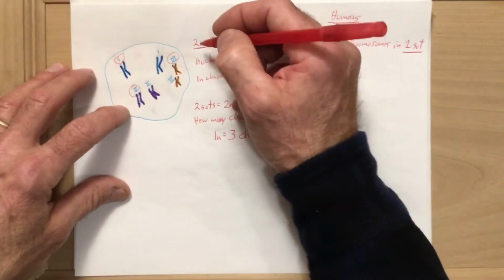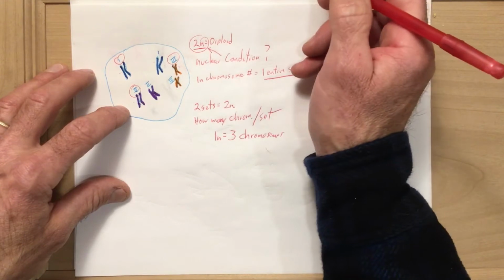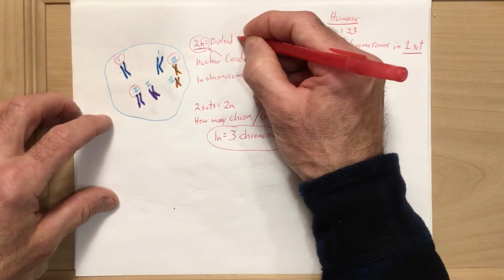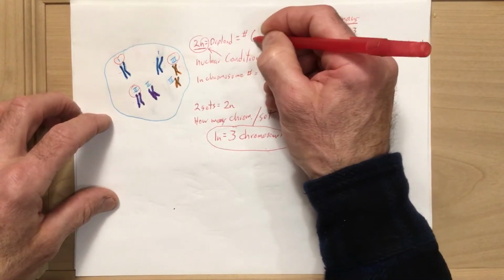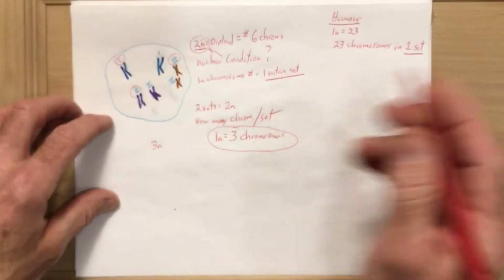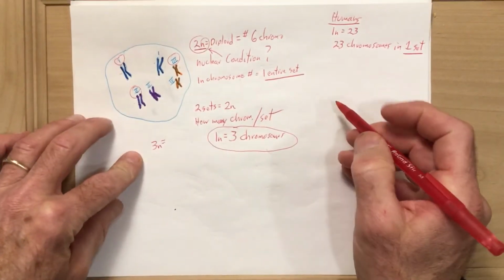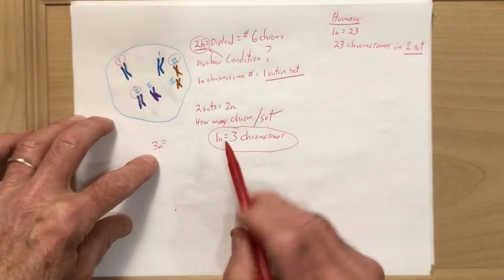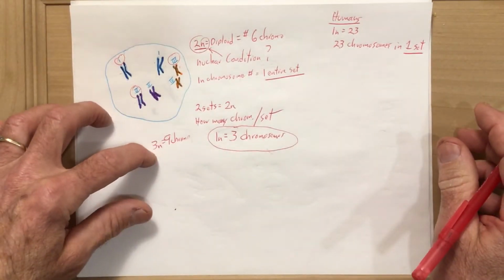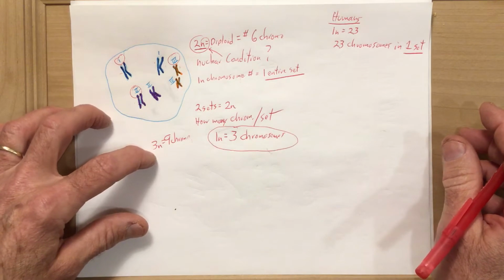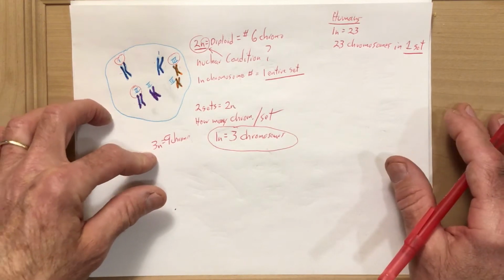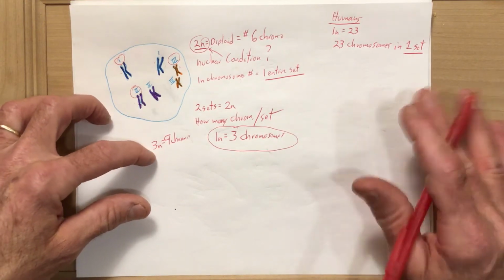This is a 2N set, so this is the nuclear condition. It's diploid. One set is 3 chromosomes. So the 2N diploid number is 6 chromosomes. What if this were a triploid cell? If it were a triploid cell, there would be 3 sets, which would mean 3 times 3, or 9 chromosomes. So it's about sets, and it's about the number of chromosomes per set. You need to know both. The rest of it is basically easy because you can figure out diploid, triploid, hexaploid, and so on.